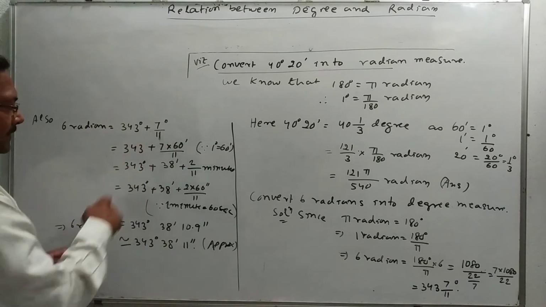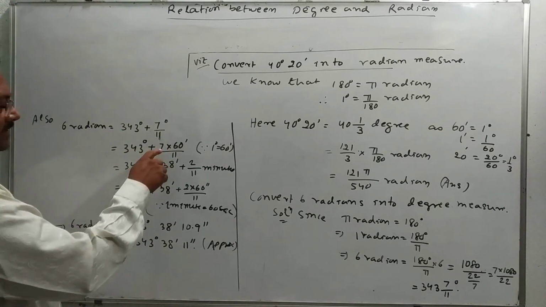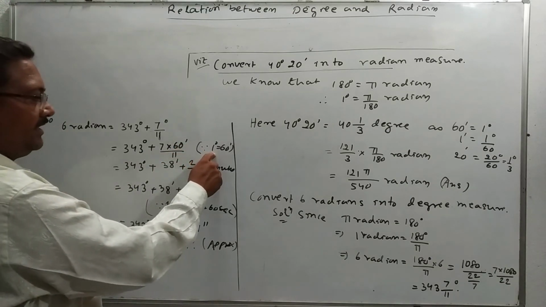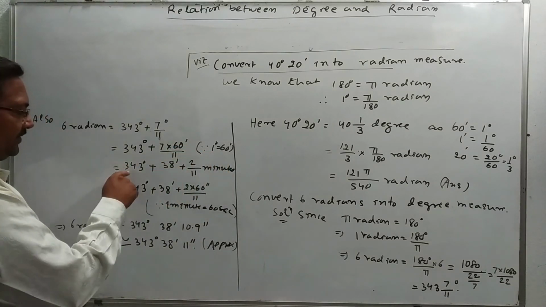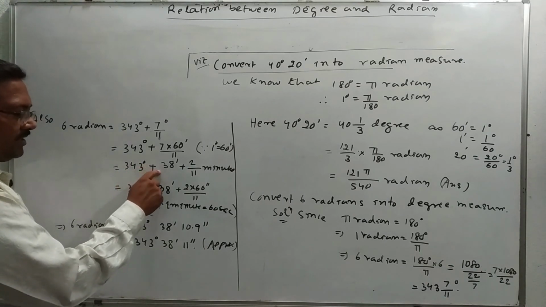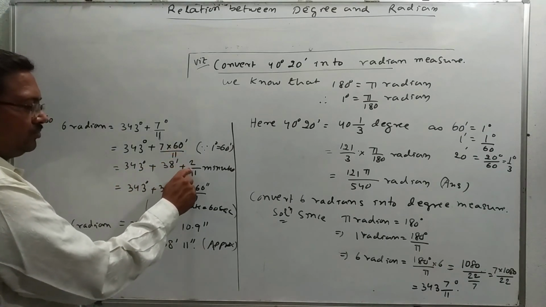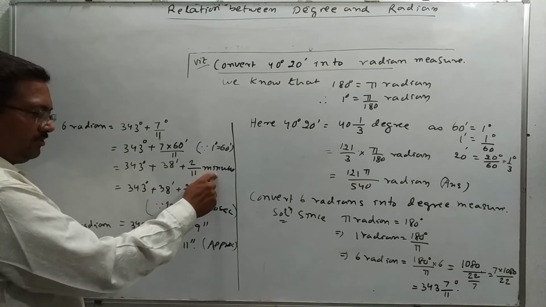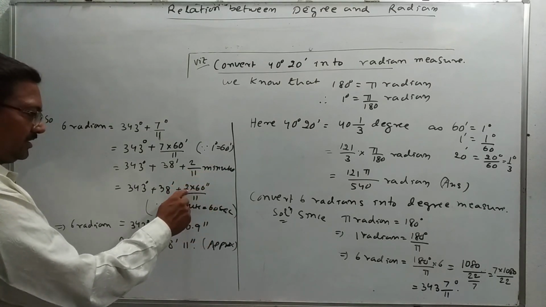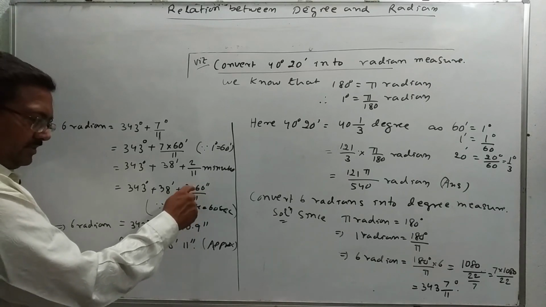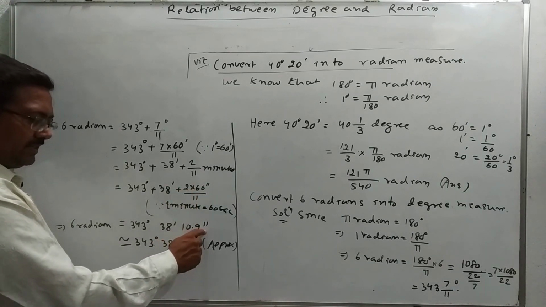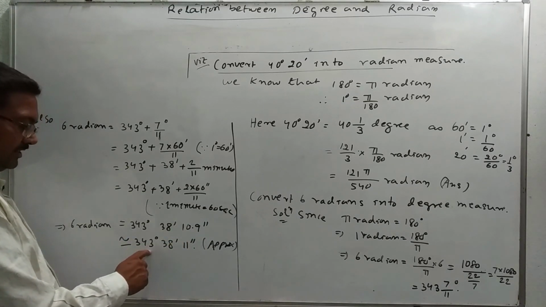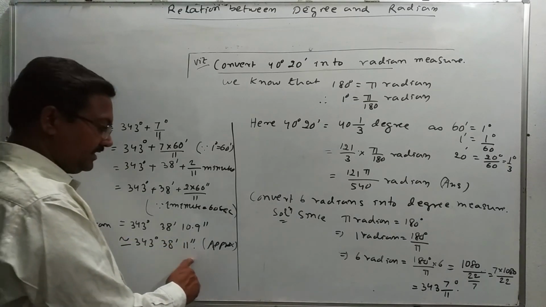343 degree plus 7 into 60 minute by 11. As 1 degree equals 60 minutes, so 343 degrees plus 38 minutes plus 2 by 11 minutes. We convert into seconds. 1 minute equals 60 seconds. 60 multiplied and divided by 11. So we got 10.9 seconds. Approximately we get 343 degree, 38 minutes and 11 seconds.